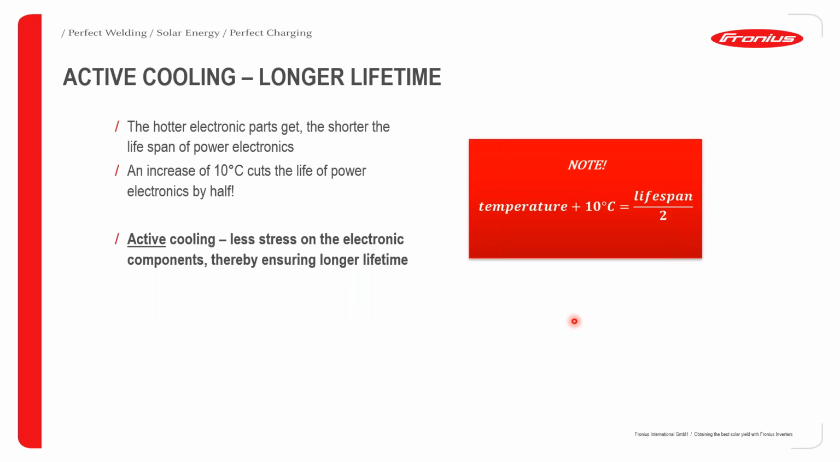Also, as I mentioned before, active cooling is going to guarantee a longer lifespan of the inverter. The hotter electronic parts get, the shorter the lifespan of these parts. In general, as a rule of thumb, it has been determined that an increase of 10 degrees in the operating temperature of electronics cuts the life of these electronic parts by half. And therefore, active cooling gives less stress on the electronic components, thereby ensuring a very long lifespan.